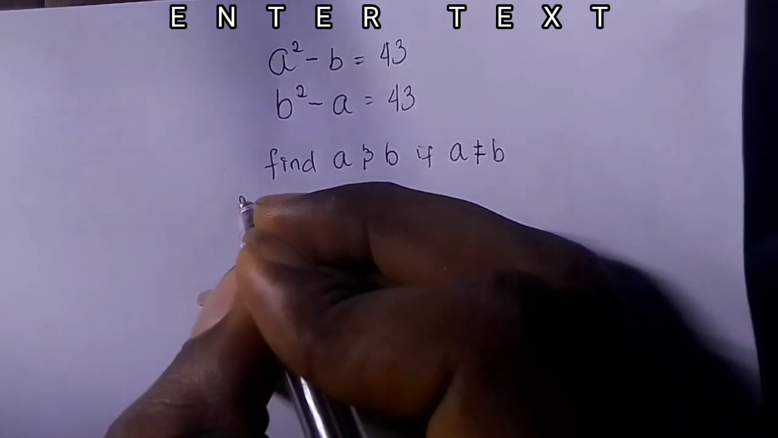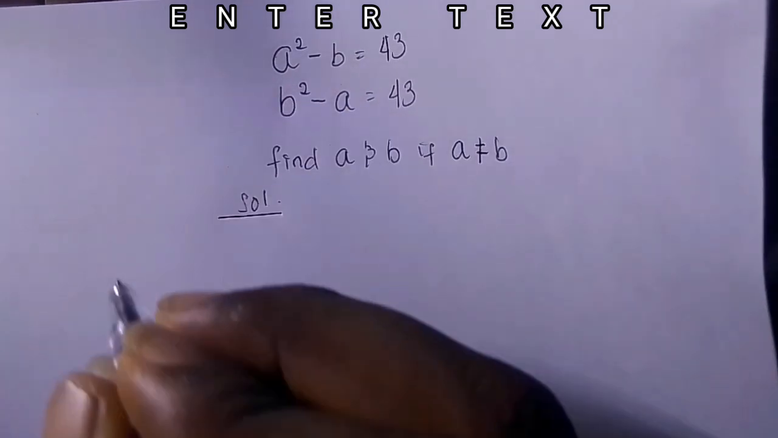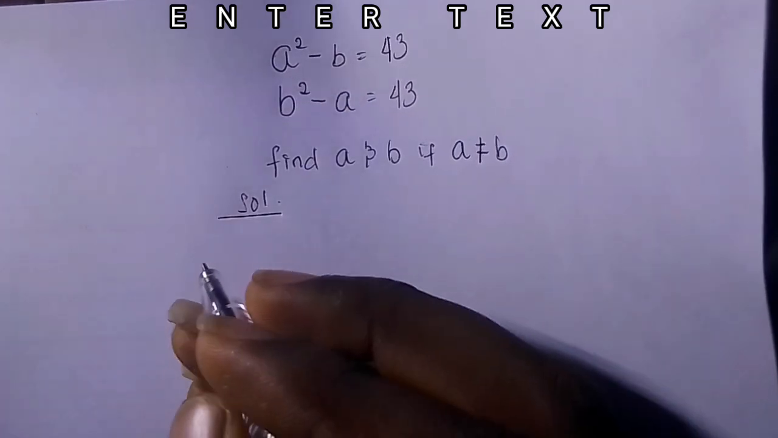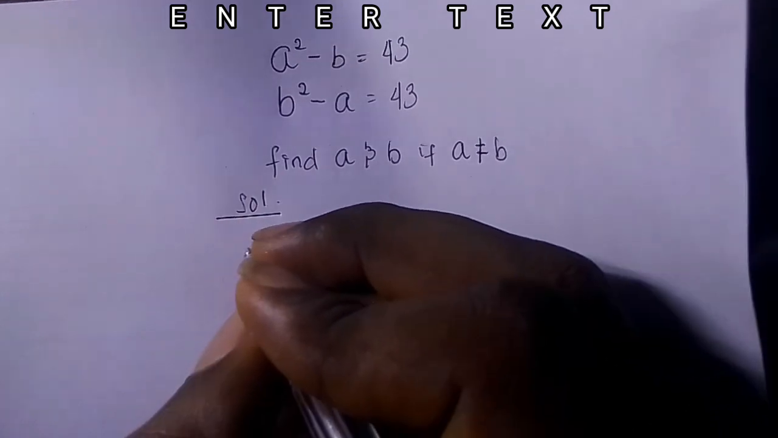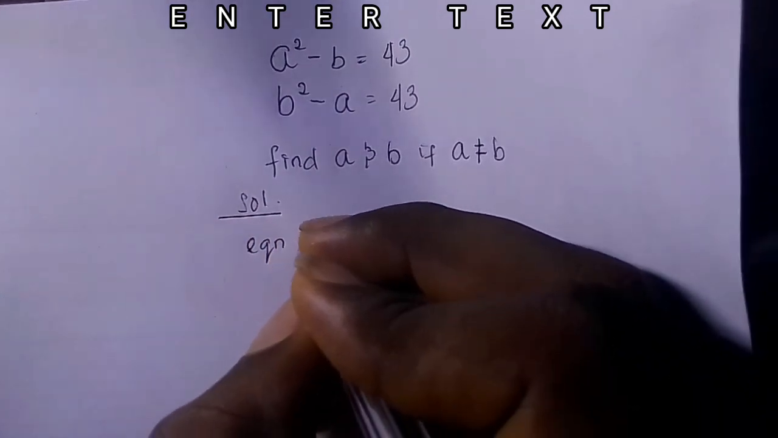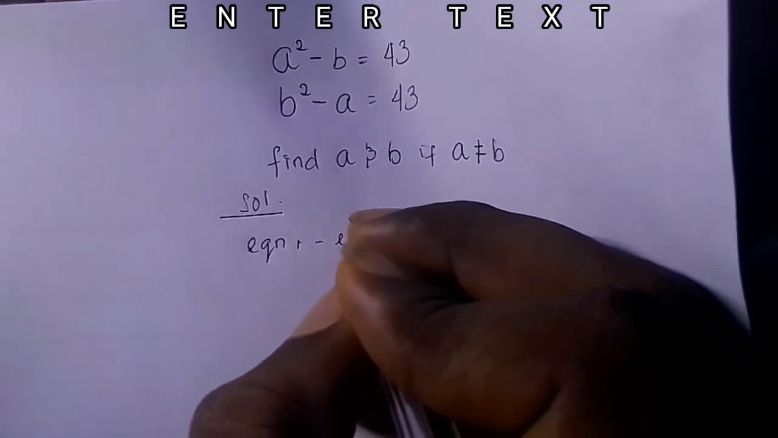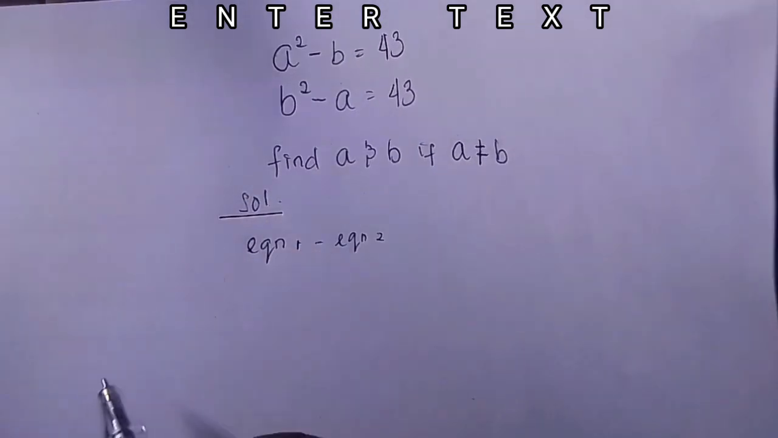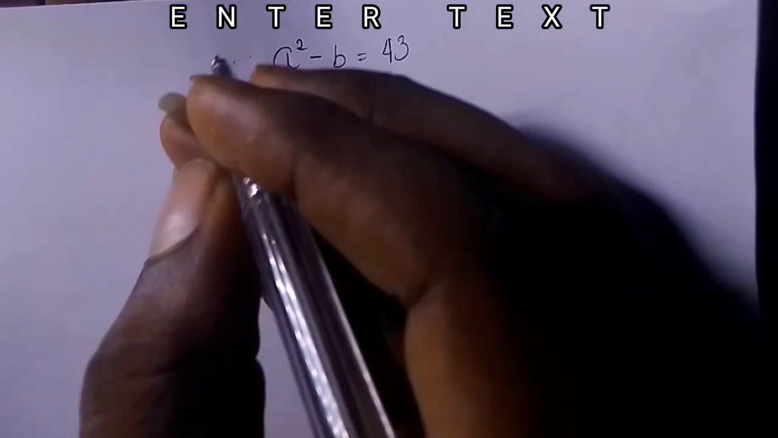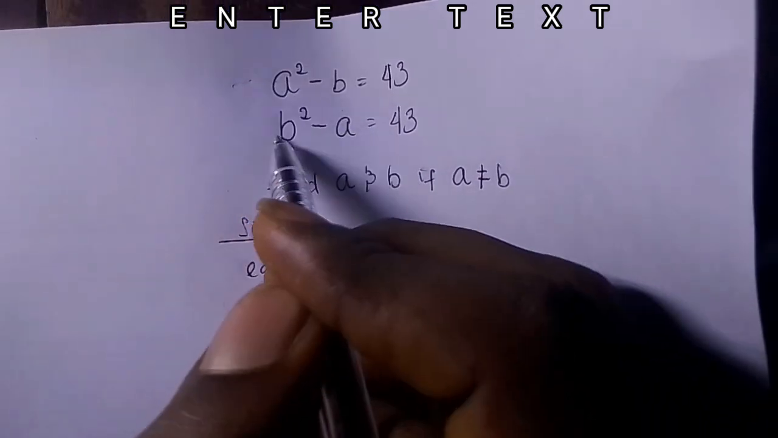Solution. So what do we do? The first thing that we're going to do is to subtract equation 2 from equation 1, which is simply equation 1 minus equation 2. And what's equation 1? What's equation 2? This is equation 1 and this is equation 2.